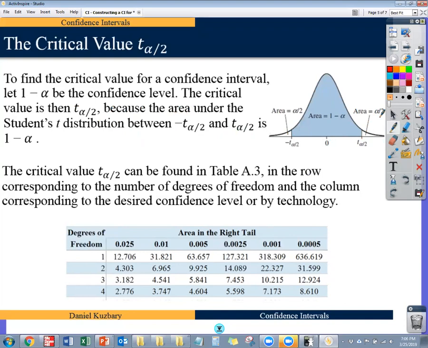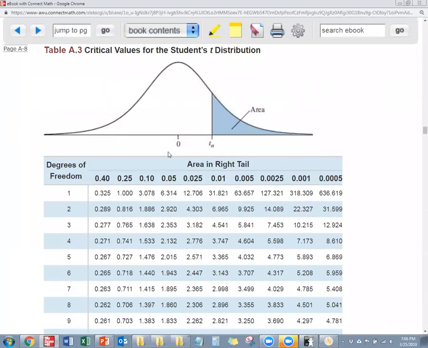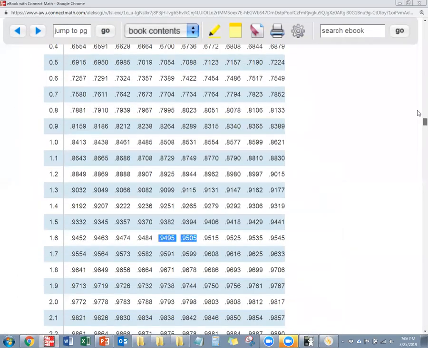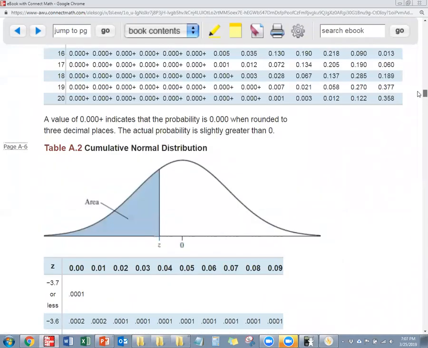Now I want to introduce you to the t-distribution table, which is table A3. The t-distribution table looks a little bit different. I'm going to go ahead and show you the big one in the back of your textbook. So it looks kind of like this. And unlike the normal distribution table, this gives you a picture where you see t down here, and the area above it is shaded. Whereas if you look back at the normal distribution table, it's the area below it that's shaded.